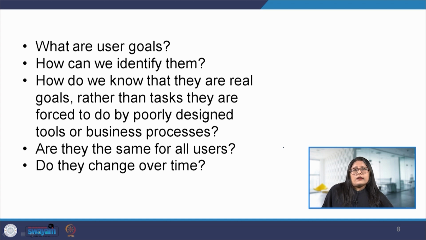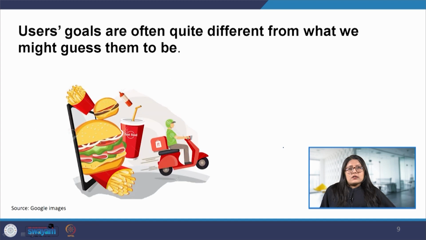What is the guarantee that this goal is actually a genuine goal or not? Are all goals the same for all users or do they change over time? We need to be able to answer these questions in order to identify and understand our users better. Most often than not, user goals are quite different than what we think they may be.